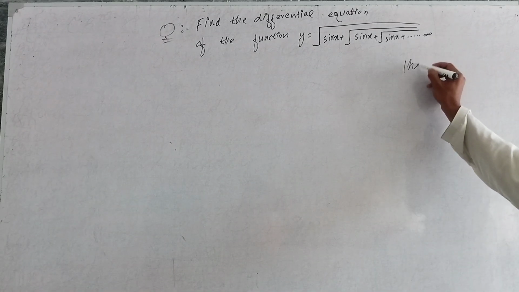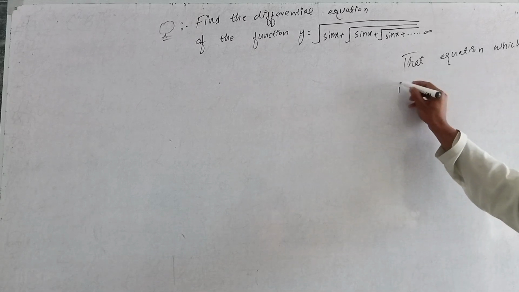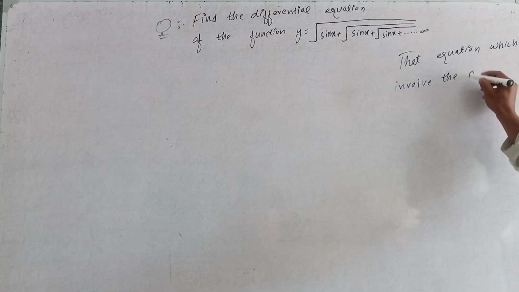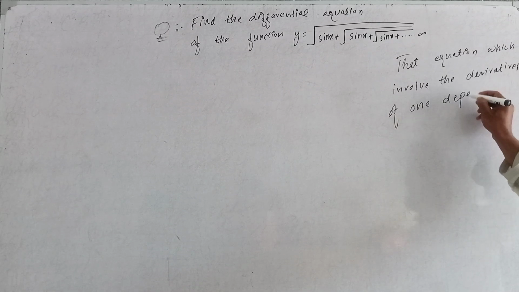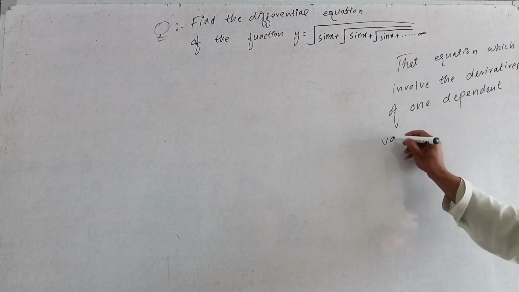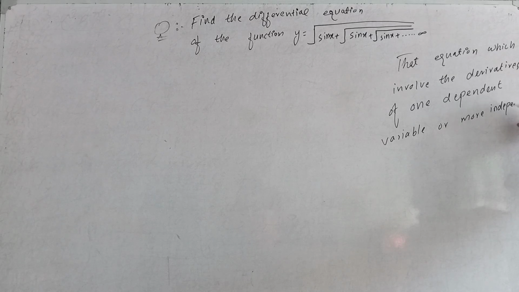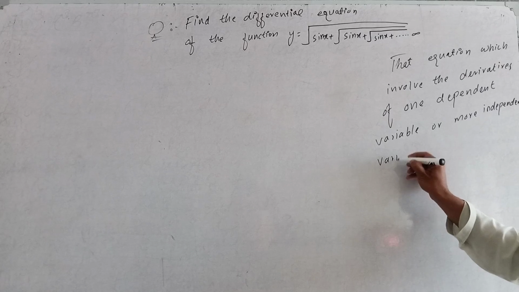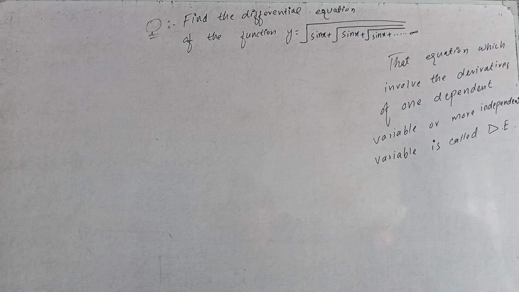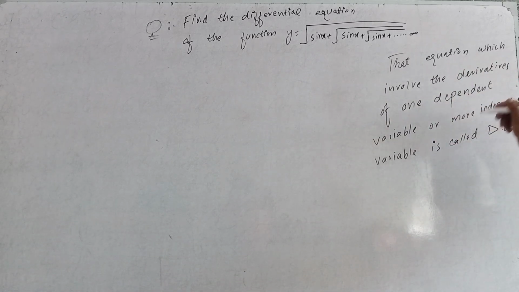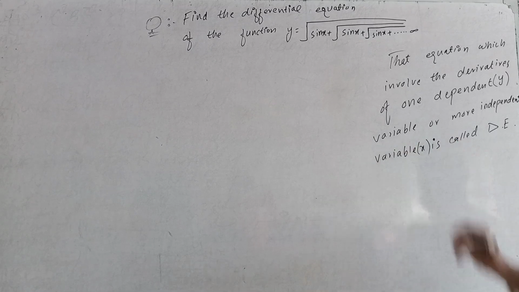So differential equation is that equation which involves the derivatives of one dependent variable or more independent variable is called differential equation. So that equation which involves the derivative of one dependent variable, means y, or more independent variable, means x, is called differential equation.